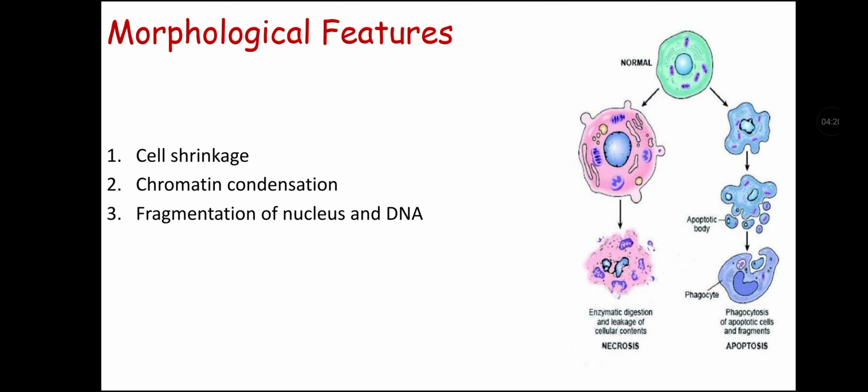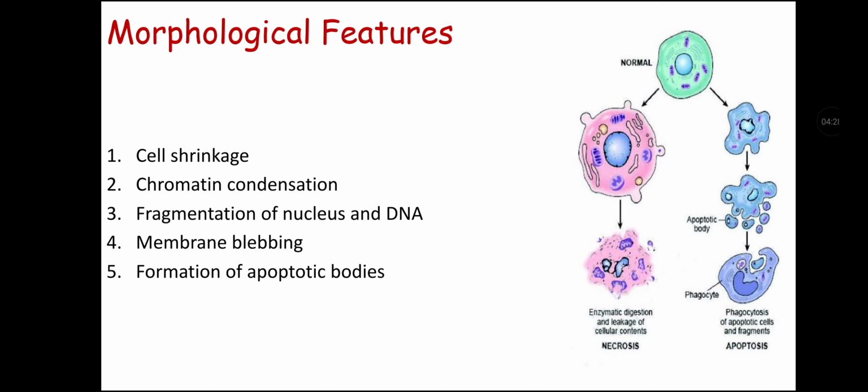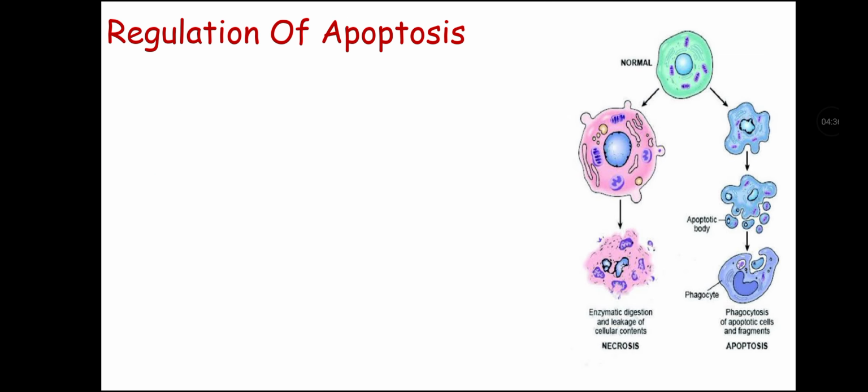Now let's talk about morphological features of apoptosis. First is cell shrinkage. Second, chromatin condensation. Third, fragmentation of nucleus and DNA. Fourth is membrane blebbing. Fifth, formation of apoptotic bodies. Sixth is lack of inflammatory response, as there is no inflammatory response.